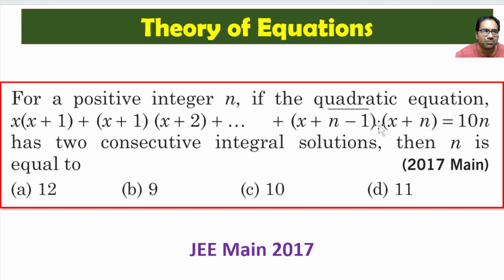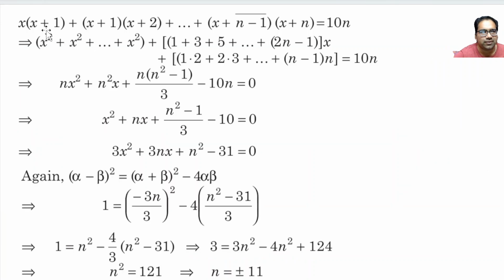Okay, it's a nice problem. First, let us try to break this. Instead of these pairs, let us try to break this into a single quadratic equation. So we have x into x plus 1, x plus 1 into x plus 2, x plus 2 into x plus 3, likewise. There are n pairs. Agreed? This is the first pair, second pair, up to the nth pair. x plus 1 is first, x plus 2 is second, x plus n is the nth pair.